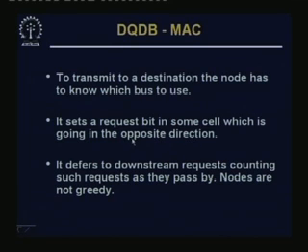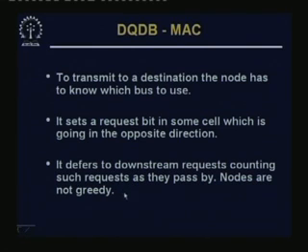So, this is for telling, suppose the node to which it wants to communicate is downstream, say towards the left, then it tells all the other nodes towards the right that it wants to communicate to this node on the left. It defers to downstream requests, counting such requests as they pass by.